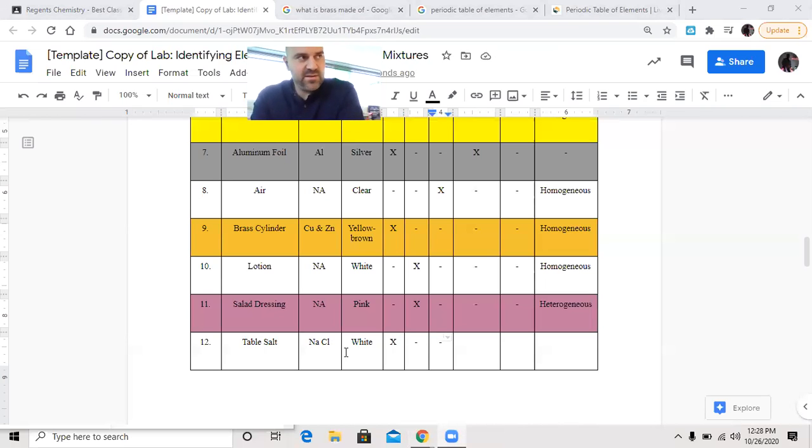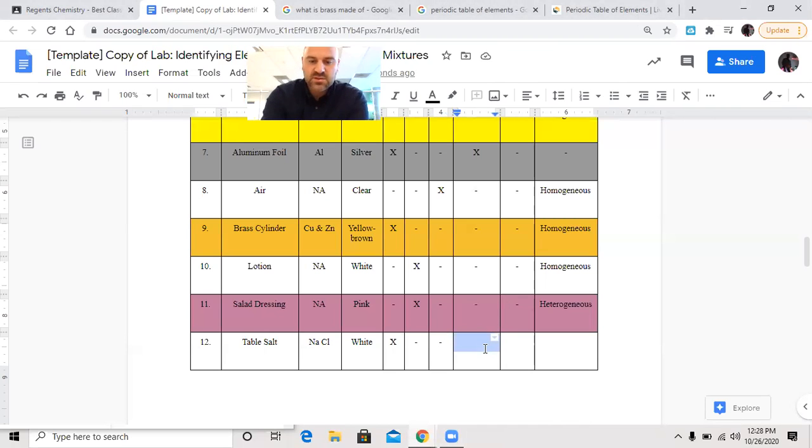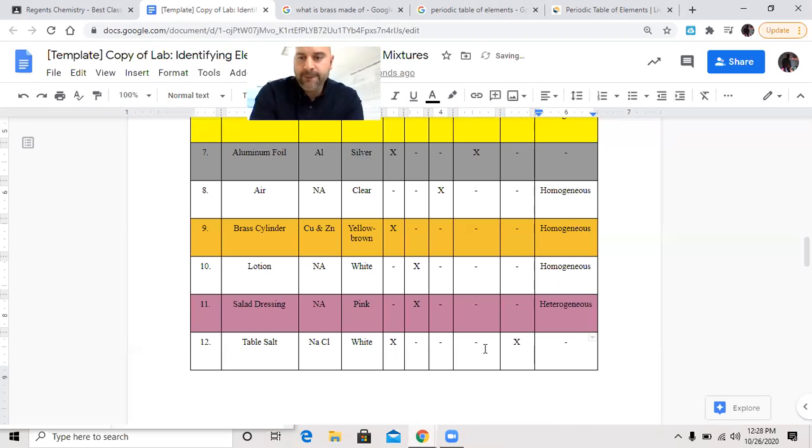Is it an element, compound, homogeneous, or heterogeneous mixture? Yes, Alex. That is a compound. So it is going to be a compound. All right, so that takes care of the data for the lab. Does anybody need more time, additional time to complete that section?